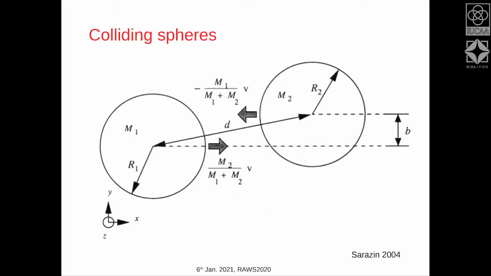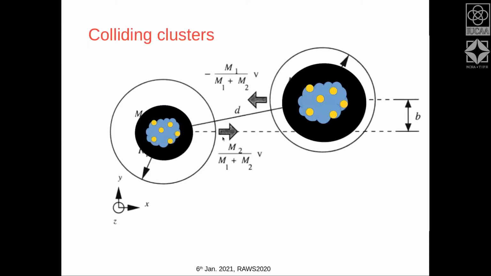So with merging clusters, you may have come across two-body collisions, and it's the same problem here. There is an impact parameter, and imagine these two spherical objects colliding. But here I will just quickly tell you about the difference between a collision of two objects and two galaxy clusters. Galaxy clusters are not just rigid spheres; they are basically a huge amount of dark matter, the intracluster medium, and these yellow dots signifying the galaxies.